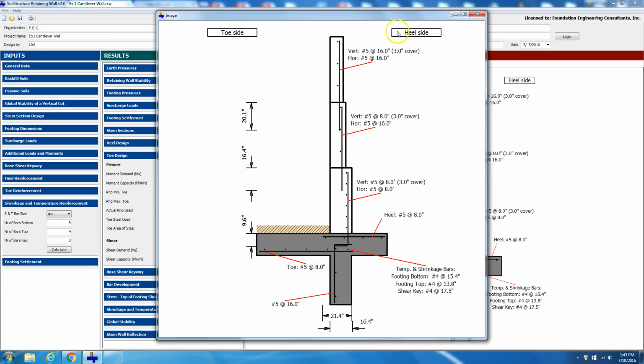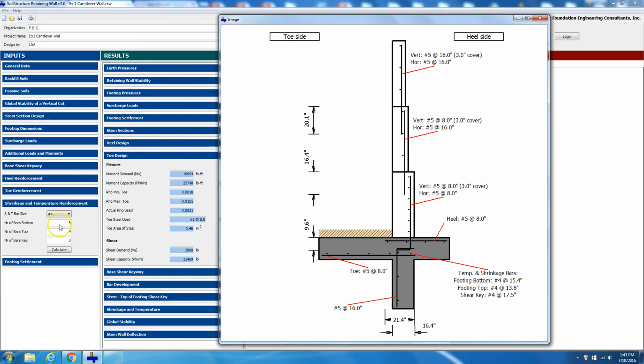If you look at it, the program here says the number of bars at the bottom is 5. So on the bottom of the footing, 1, 2, 3, 4, 5. And then it says number of bars at the top on the heel is 4. So 1, 2, 3, 4. You don't need any temperature and shrinkage here. This is not in tension, and this one is already developed. And then it says number of bars for the key is 3. So that's 1, 2, and 3.